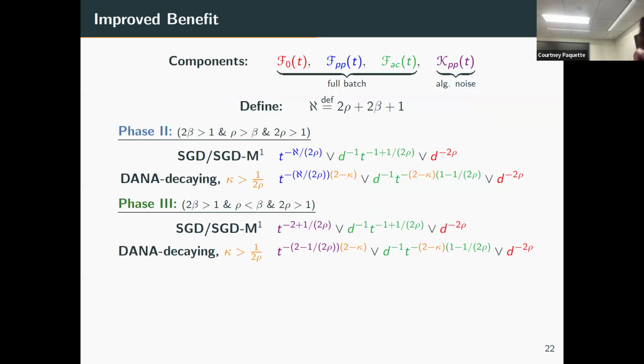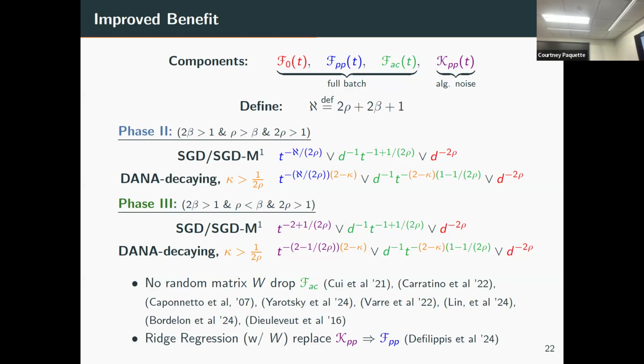Another thing this does is that it extrapolates really nicely. So maybe I'll do this on the second slide, but basically this just shows you exactly what is the effect of Dana decaying versus SGD. If you look at how it changes from here to this line, what you see is you get this factor 2 minus kappa. And so you gain almost like a square.